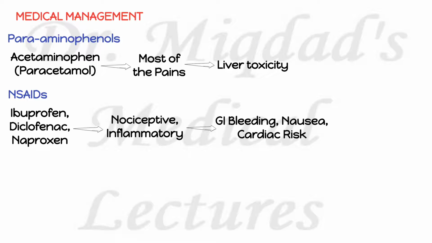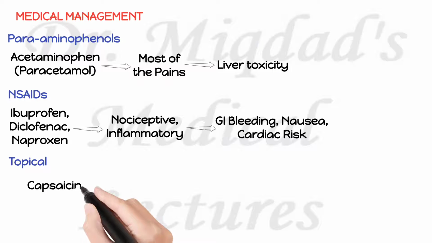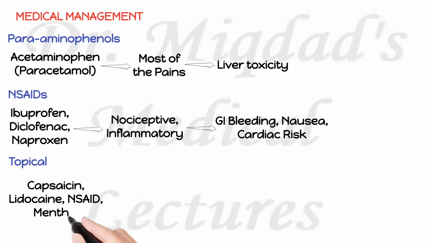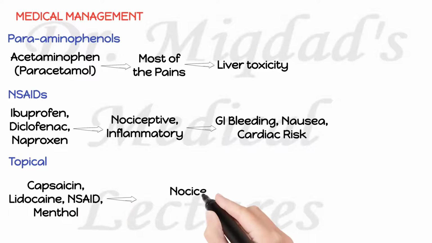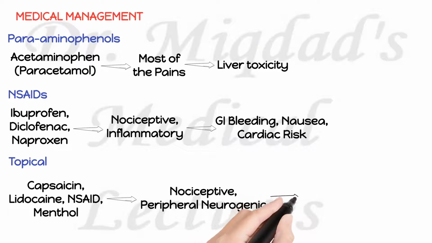Then next class is topical medications. They include capsaicin, lidocaine, NSAID, menthol, etc. They can be used effectively for nociceptive or peripheral neurogenic pain. And most common adverse effect is skin irritation.